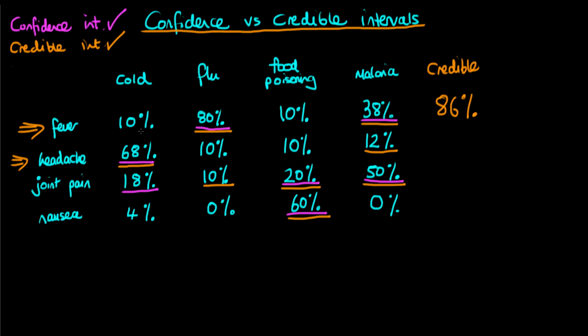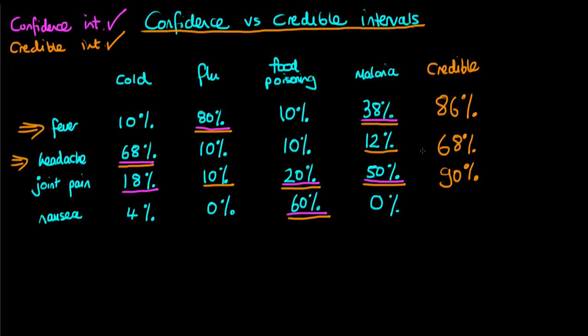Well, here we see that the only object which is underlined with a purple marker, because we're considering confidence intervals, is the cold case. So actually what we have here is a credible coverage of 68% if we use the classical confidence intervals. For joint pain, we see that we obtain the 18% here for the case of flu, with the 20% of food poisoning and the 50% for malaria. And again, using our normalized table, we get a credible coverage of 90%.